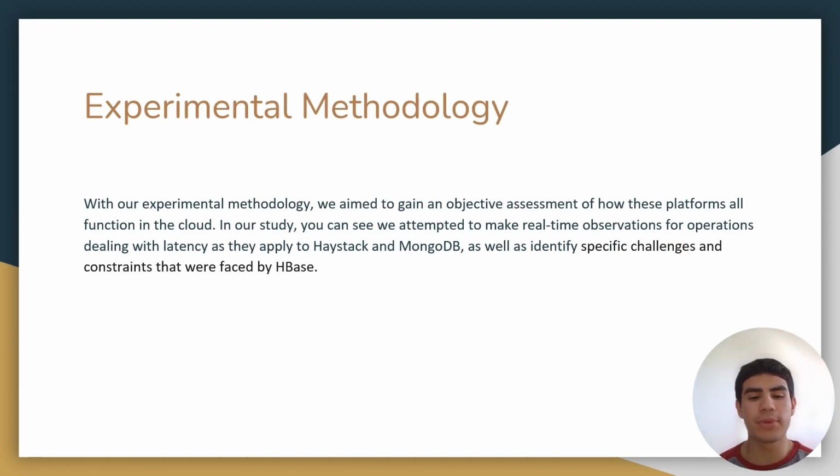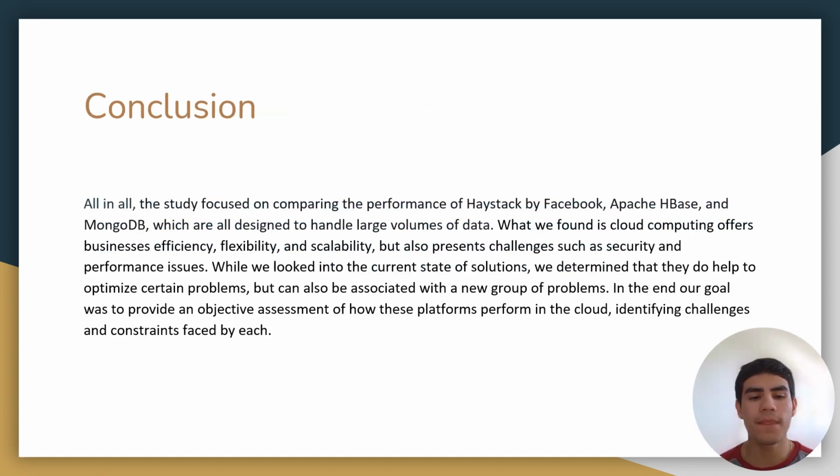With our experimental methodology, we aim to gain an objective assessment of how these platforms all function in the cloud. In our study, you can see we attempted to make real-time observations for operations dealing with latency as they apply to Haystack and MongoDB, as well as identify specific challenges and constraints that were faced by HBase. All in all, the study focused on comparing the performance of Haystack by Facebook, Apache HBase, and MongoDB, which are all designed to handle large volumes of data.